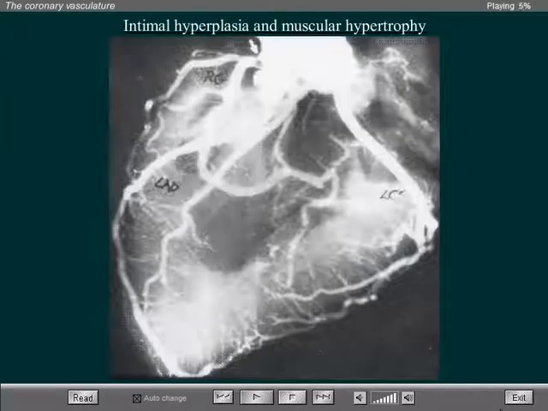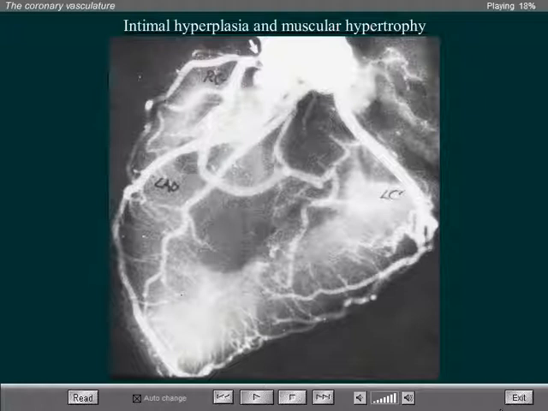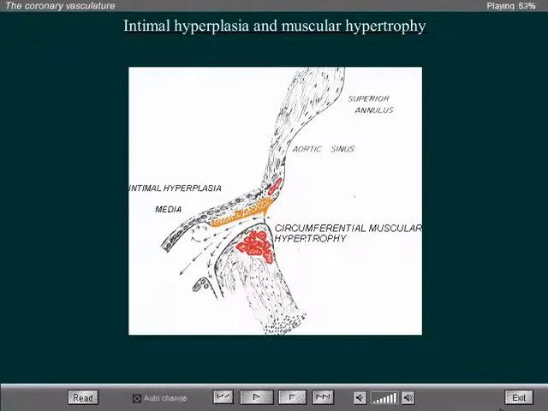This is a young woman who died suddenly, and at autopsy the coronary arteries were intact, but she had an isolated stenosis just beyond the ostium of the right coronary artery. And in this next sketch, one can see the presence of intimal hyperplasia and hypertrophy beyond the origin of the coronary artery.